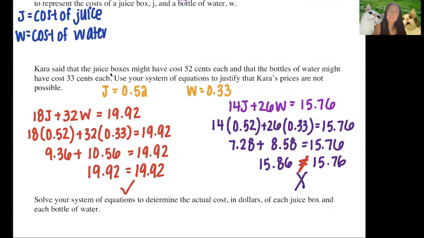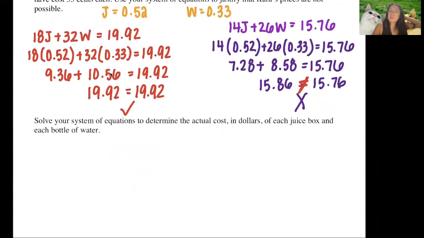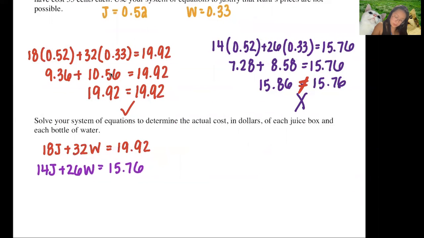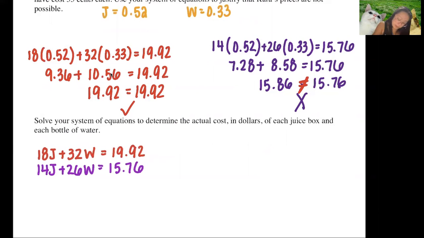All right, part 3 says solve your system of equations to determine the actual cost. So I'm going to bring my system of equations down, and we are going to solve this. We just finished doing system of equations by elimination. I think you guys can do this. We're going to multiply the top equation by 14, and then I'm going to multiply the bottom equation by 18. When you multiply, please make sure you draw your arrows.